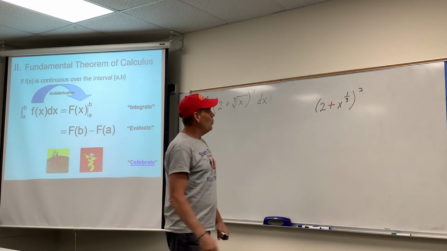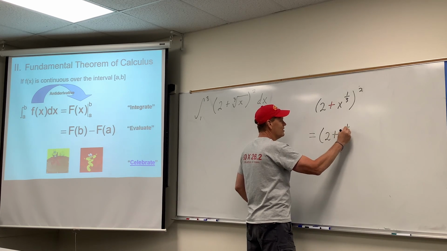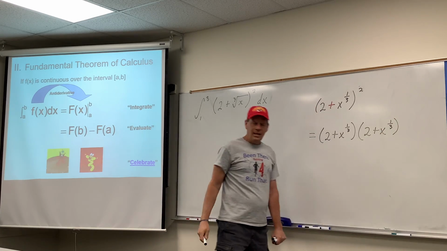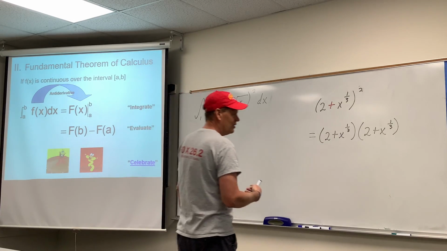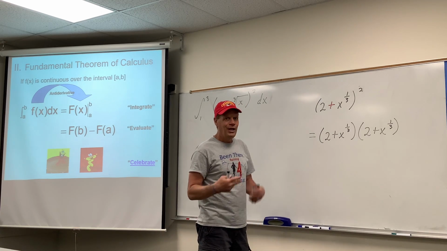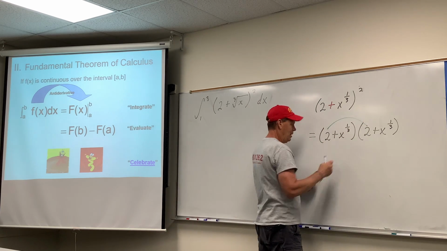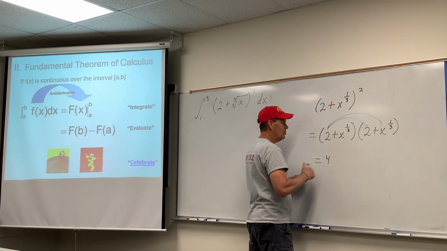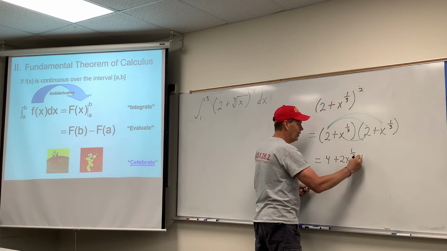What we need to do, because of that addition, is write that group out twice, which is not a big deal, and distribute it. If we speak English, it's first, outer, inner, last: FOIL. And if we speak Spanish, it's PEIU, I'm pretty sure: primero, extremo, interior, último. I don't speak it very well. Sorry for my mispronunciation. But anyway, first, 4. Outer, plus 2x to the 1/3 power. Inner, plus another 2x to the 1/3 power.